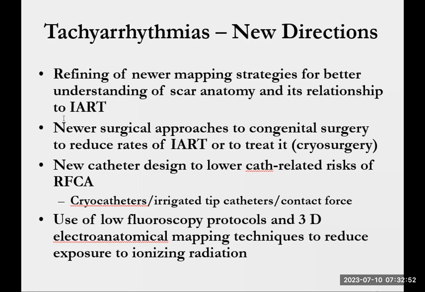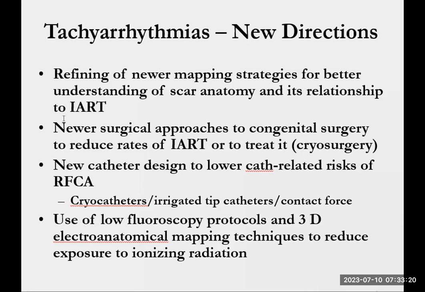We've talked about newer catheter design to lower catheter-related risks of ablation, such as using cryocatheters, irrigated tip catheters, and contact force. And of course, we're using markedly lower fluoro protocols as well as 3D electroanatomical maps to reduce our exposure to ionizing radiation. And so you all understand, most of our ablations at our hospital now are in the range of less than 10 milligray. Most of them are under 5 milligray.